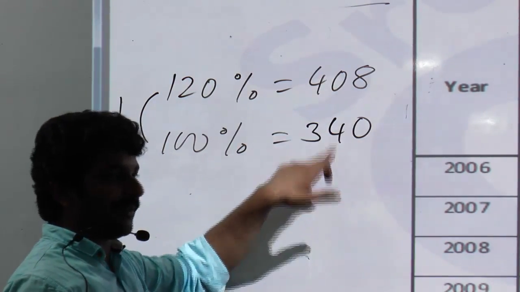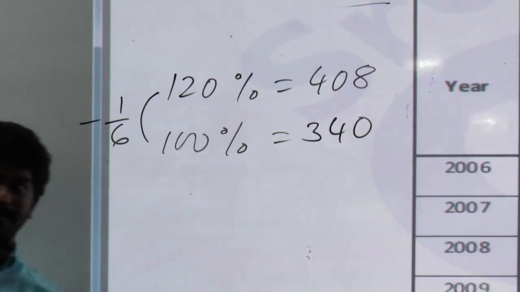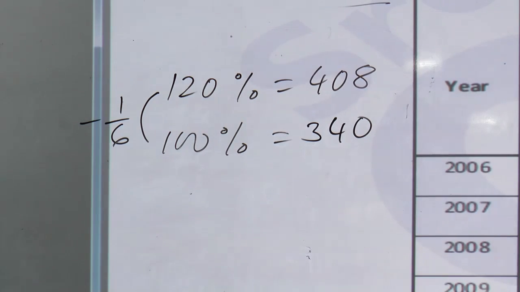68. Subtract 68 from this, you will get 340. But we have not used cross multiplication. Go for answer to question.